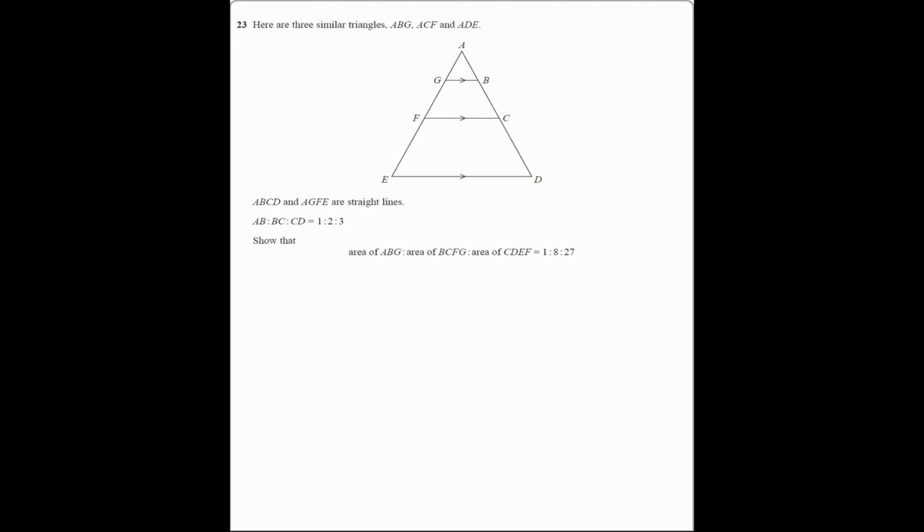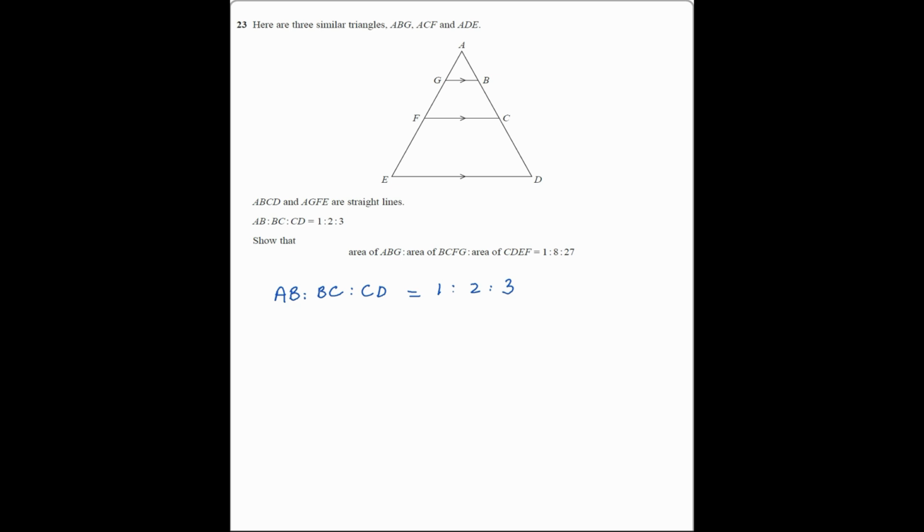Question number 23. Here are three similar triangles ABG, ACF and ADE. ABCD and AGFE are straight lines. AB is to BC is to CD equals 1 is to 2 is to 3. Show that area of ABG is to area of BCFG is to area of CDEF equals 1 is to 8 is to 27. We are given three similar triangles ABG, ACF and ADE with side ratios AB is to BC is to CD equals 1 is to 2 is to 3.